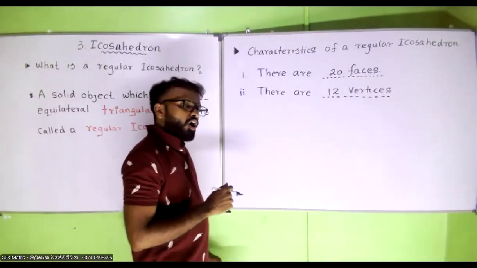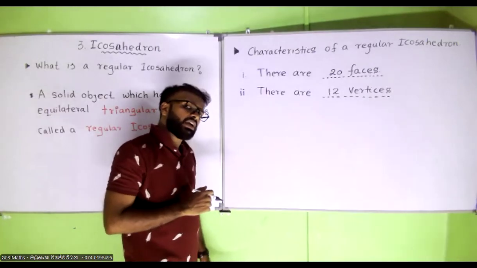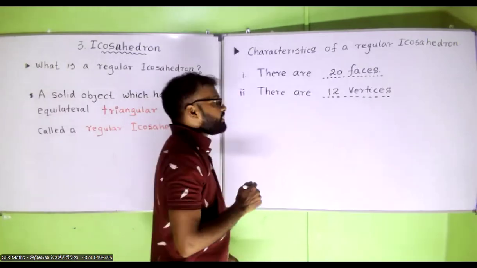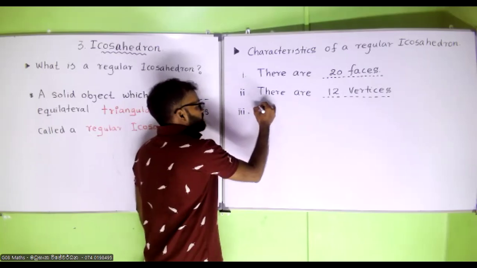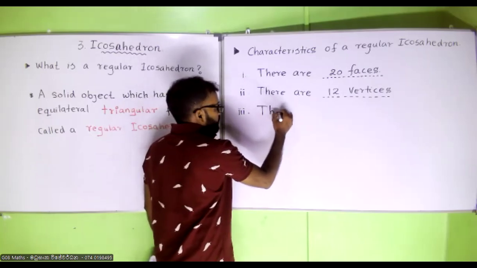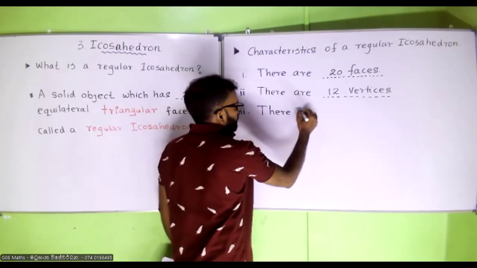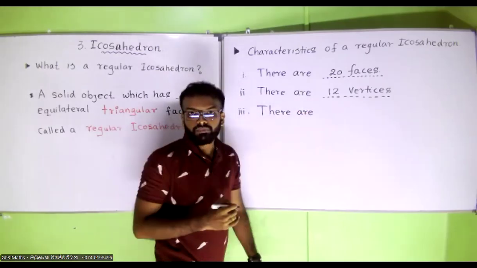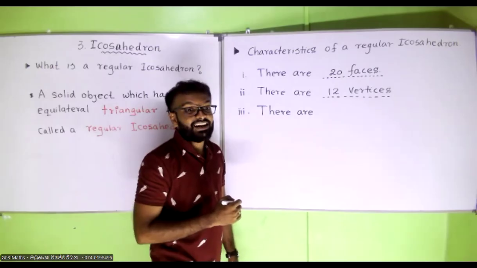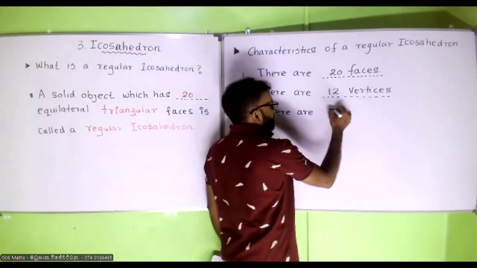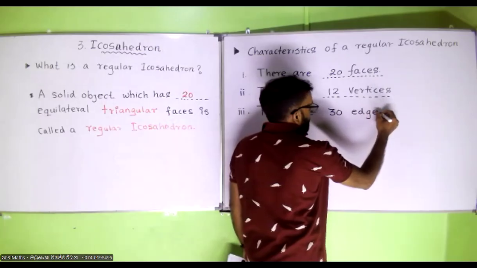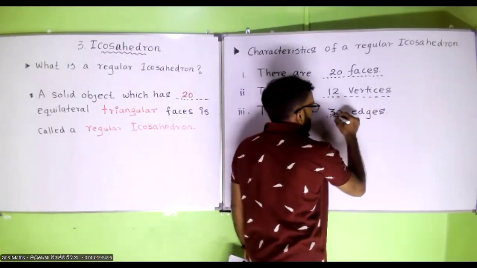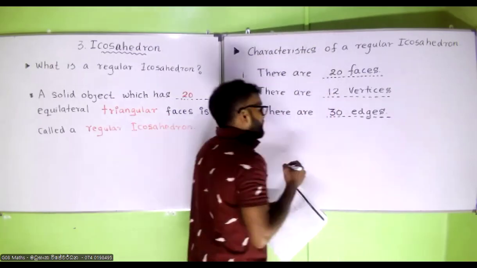Then how many edges should be there? Super. You might have done this lesson in your school already. There are 30 edges. Sorry, I said vertices and faces by mistake; there are 30 edges.